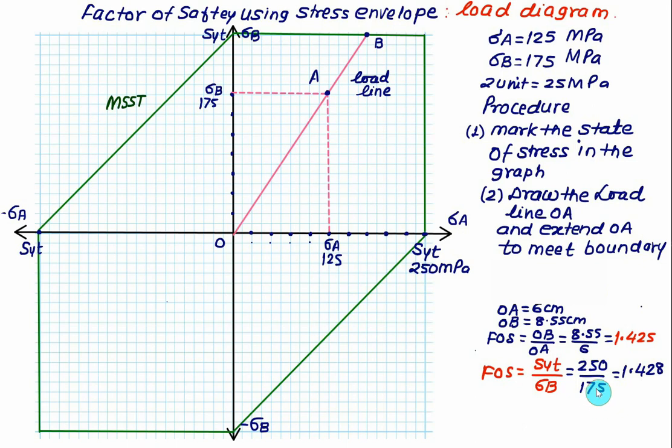So the procedure is that whatever the state you are given here, sigma A and sigma B, we can locate it on any point. Then join the point O with A, measure the length of OA, then measure the length OB. Factor of safety is defined as OB divided by OA. Otherwise, the factor of safety numerically is defined as SYT divided by the maximum value. So this one is the maximum value of either sigma A or sigma B. Both these answers are very closely matched. So graphically you can find factor of safety if we know the stress envelope in the case of maximum shear stress theory.